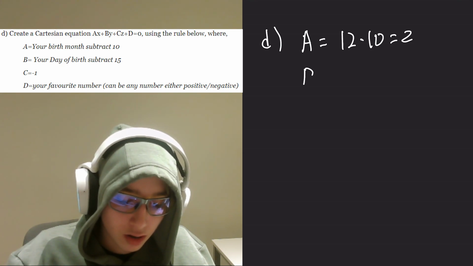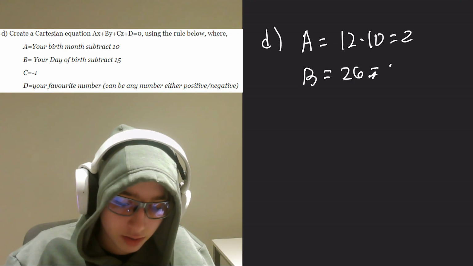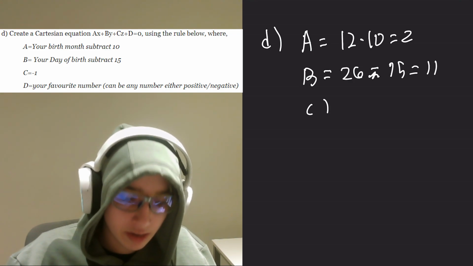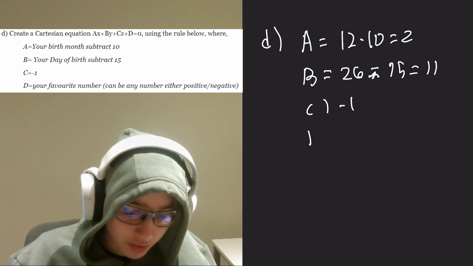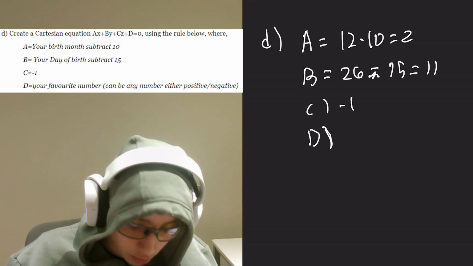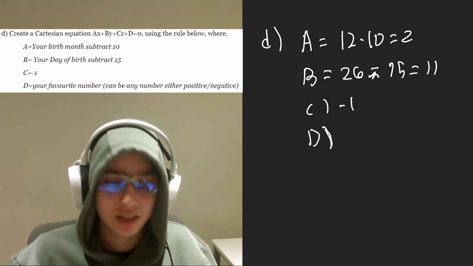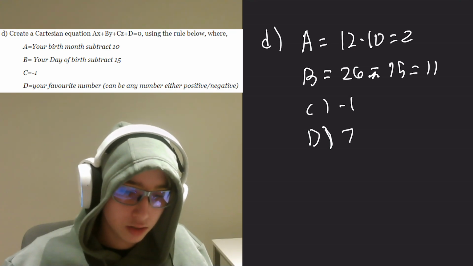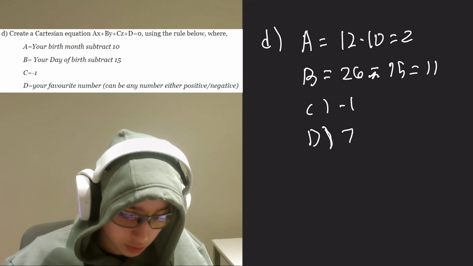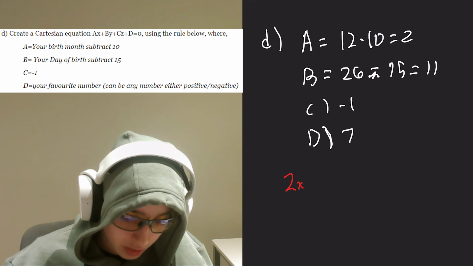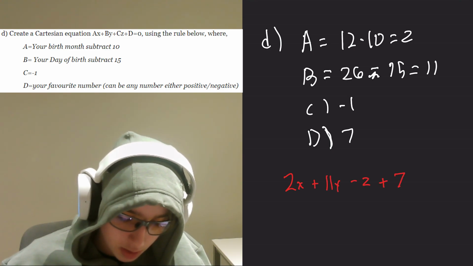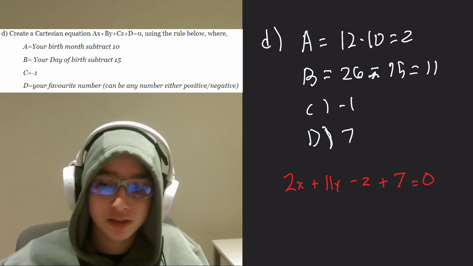Now for value B, our birthday, subtract 15. That would be the 26th subtracted by 15, which gives us 11. And for value C, it's just negative 1. We don't really get a choice on that. And for value D, it's our favorite number. So I actually don't have a favorite number, but I'm going to pick 7 because I think it sounds cool and it should make it a little easier for us. So now we'll just plug this in to our Cartesian equation and it should be pretty simple. Let's do 2x plus 11y minus z plus 7 is equal to 0. And that's our Cartesian equation for question D.